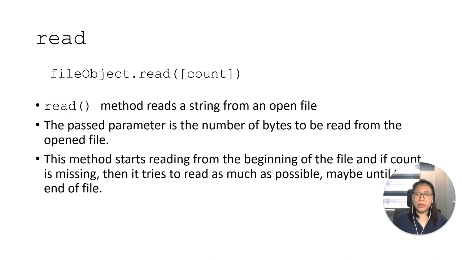We can also read the contents of the file using the .read method. So here is the syntax: file object .read, and then inside parentheses the count or the number of bytes to be read from the file. The read method reads a string from an open file, and it starts reading from the beginning of the file, and if the count is missing, then it tries to read as much as possible until the end of the file.